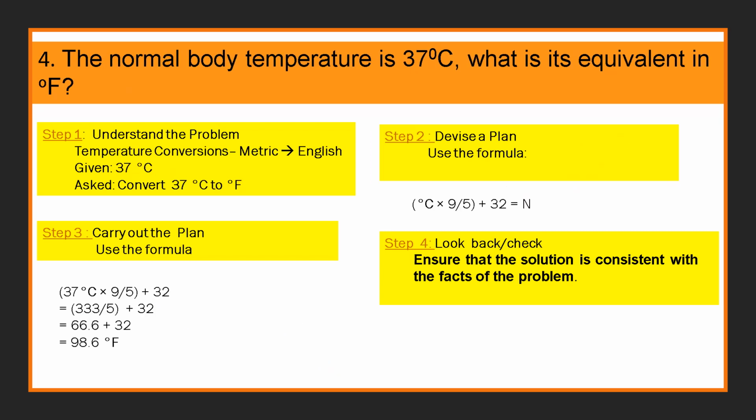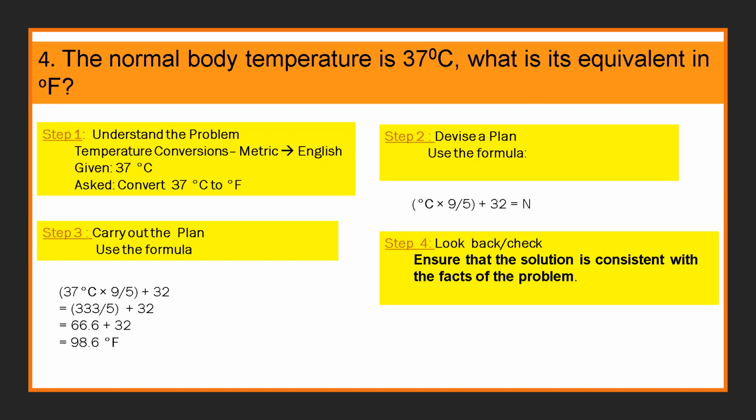Problem number 4. The normal body temperature is 37 degrees Celsius. What is the equivalent in degrees Fahrenheit? Step 1. Understand the problem. This involves temperature conversions from degrees Celsius, which is in the metric system, to degrees Fahrenheit, which is in the English system.